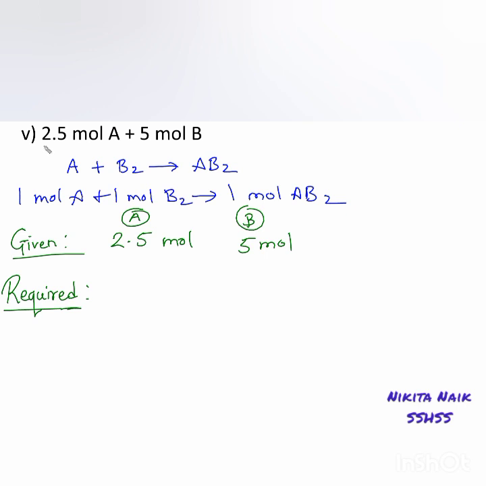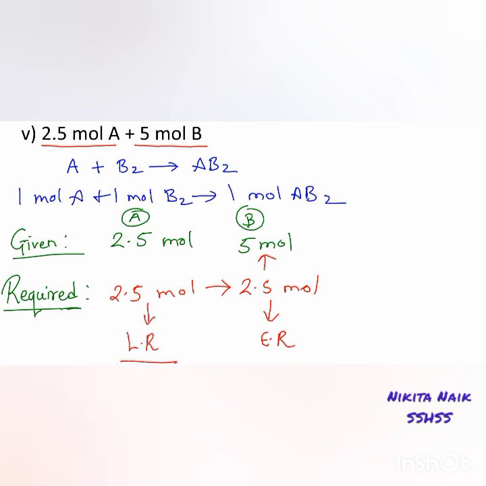In the fifth part, 2.5 mole of A is given and 5 mole of B is given. In terms of mole, again 1 mole of A requires 1 mole of B2 to give 1 mole of AB2. Given is 2.5 mole of A and 5 mole of B. So if 2.5 mole of A is given, then 2.5 mole of B is required. But we have 5 mole of B, which is in excess. So B is our excess reagent and A is our limiting reagent. Thank you.